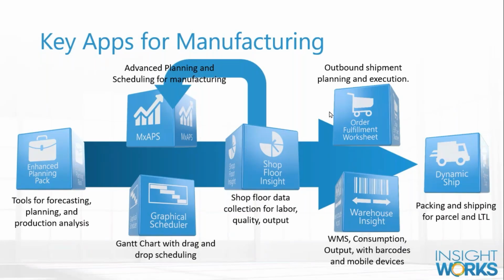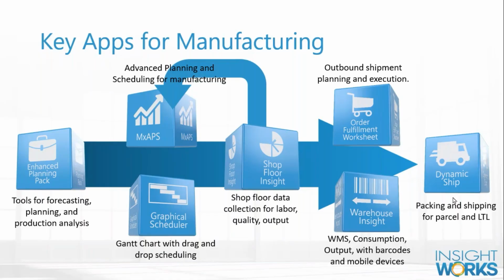Okay. Now, after we've planned it, scheduled it, executed its inventory, we need to get it out the door. So you can use some of our inventory management tools like the fulfillment worksheet to tell us what we can ship today, Warehouse Insight, or WMS Express, which is the free version, to scan barcodes, to pick and ship and all those sorts of things. And then finally out to Dynamic Ship, which is the subscription product, like the paid product for shipping.